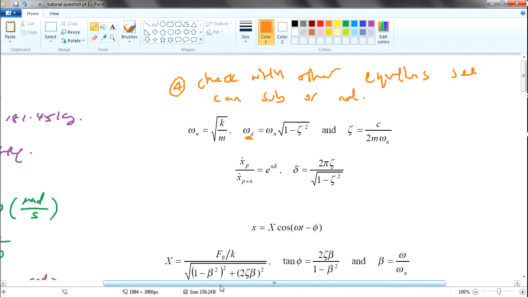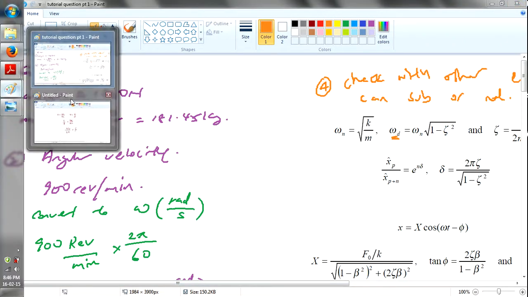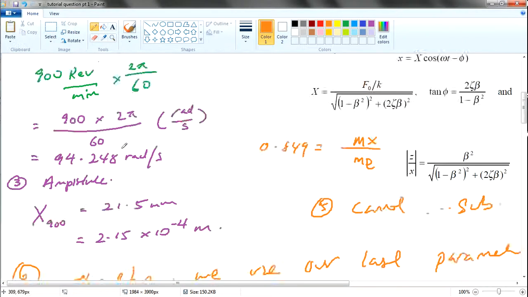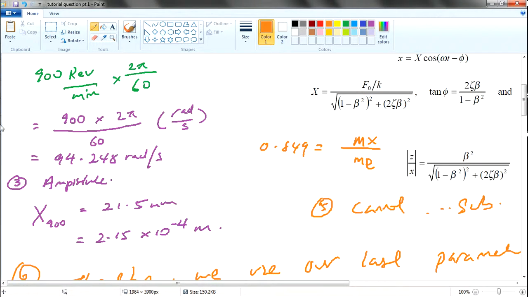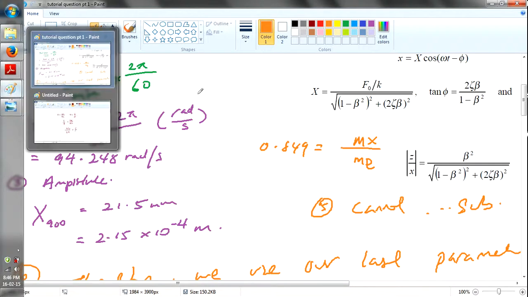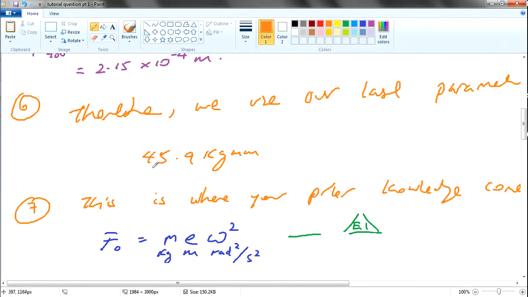Okay, I thought this is supposedly the weight of the system, right? The mass, and then x is just the amplitude, right? The amplitude 21.215, and then multiplied by this amplitude, divided by ME. ME we know is actually 45.9 kgmm.